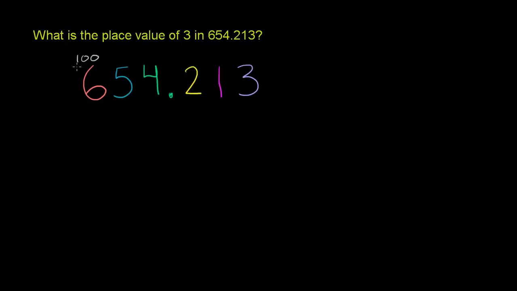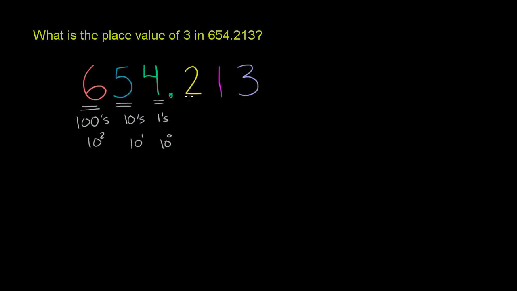hundreds. This is the hundreds place. Or we could view that as 10 to the second. Let me write that a little bit bigger down here. So this right here is the hundreds place, or you could view that as the 10 to the second place, which is the same thing as 100. This right here is the tens place, which is the same thing as 10 to the first. This right here is the ones place, which is the same thing as 10 to the 0.